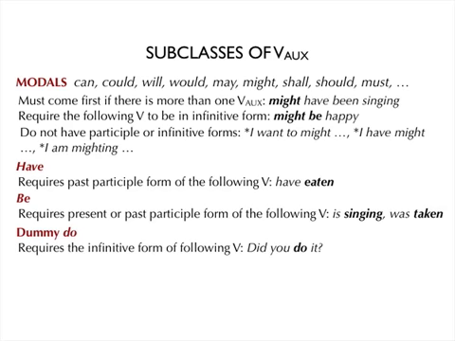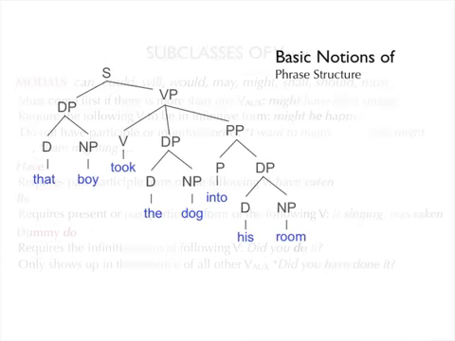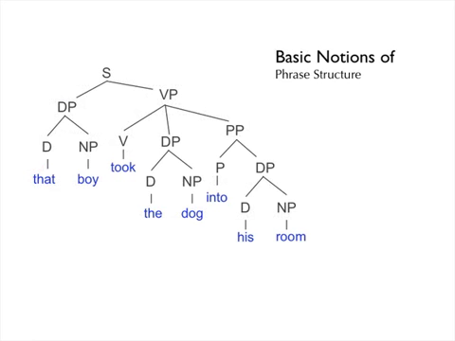And then dummy do requires the infinitive form following it, and shows up only in the absence of all other kinds of things. Okay, so we keep that in mind. We have auxiliary verbs versus main verbs. There are plenty of cases that we can find where the evidence about whether something is an auxiliary verb or a main verb can be complex and difficult.